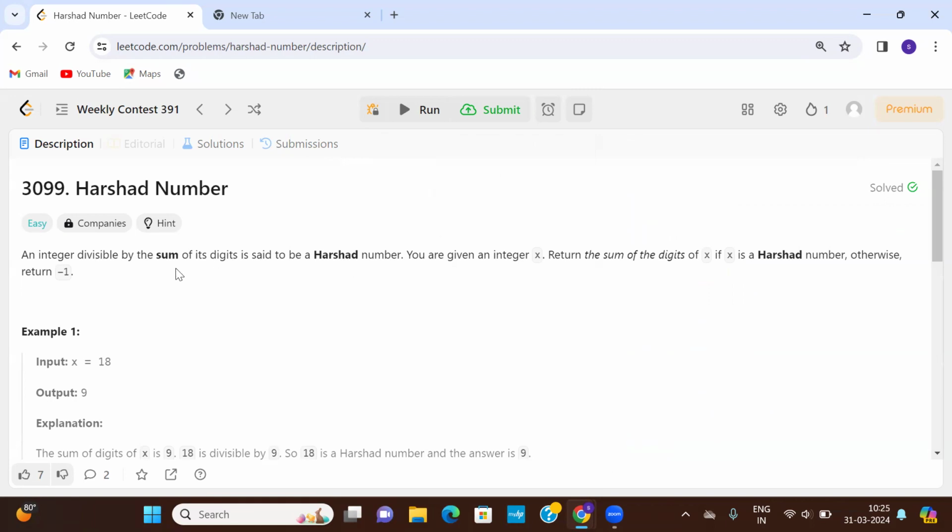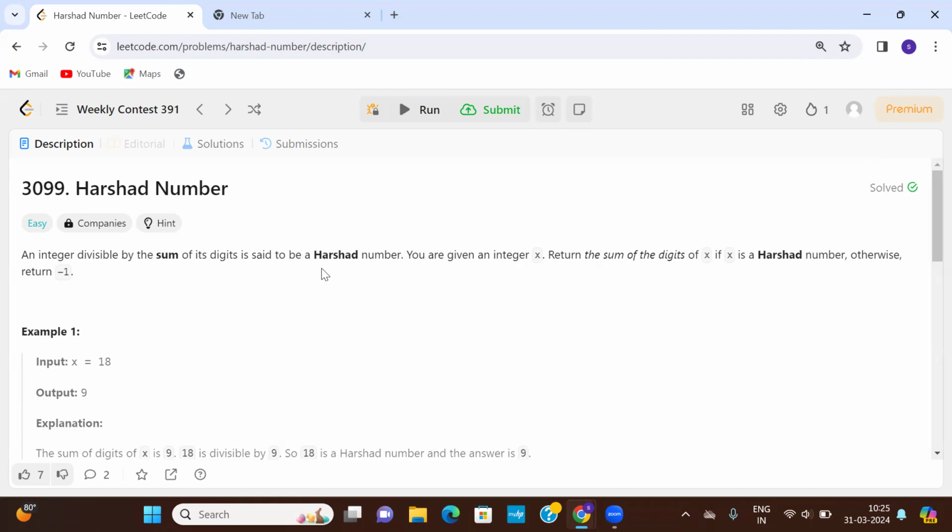An integer divisible by the sum of its digits is said to be a Harshad number. Let me explain the question. We are given an integer x. We need to return the sum of the digits of x if x is a Harshad number. Otherwise, we are going to return -1. So first of all, let us see what a Harshad number is. An integer divisible by the sum of its digits is said to be a Harshad number.